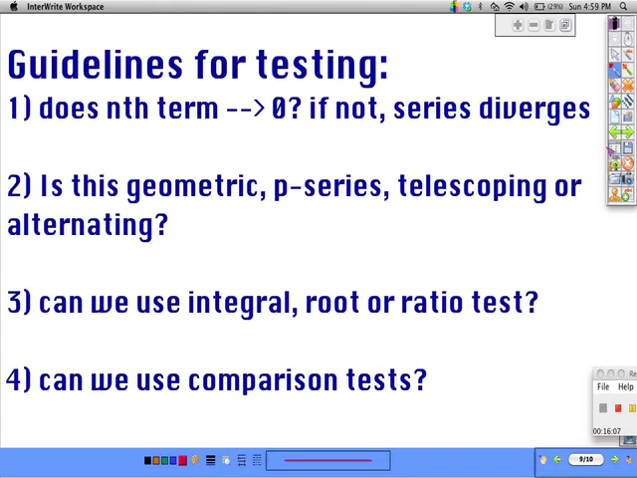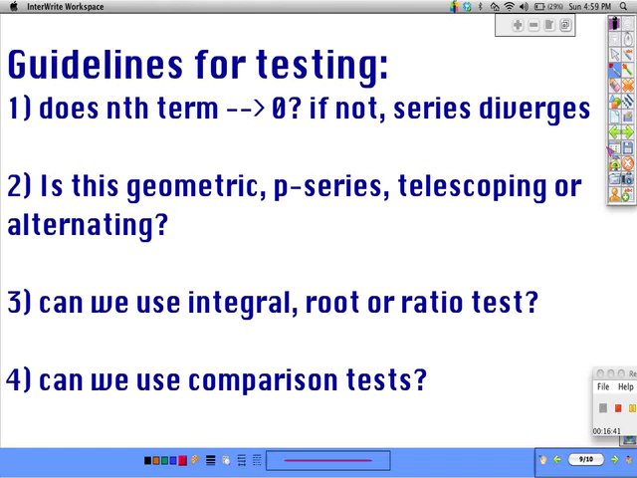Some guidelines for doing these tests. First, does the nth term tend to 0? If it doesn't, we have the nth term test telling us that the series diverges. If it does tend to 0, we need to do more work. And the easiest tests to look at are the geometric, if it's geometric, or if it's a p-series, or if it's a telescoping or alternating series. Those are probably the simplest tests to apply.